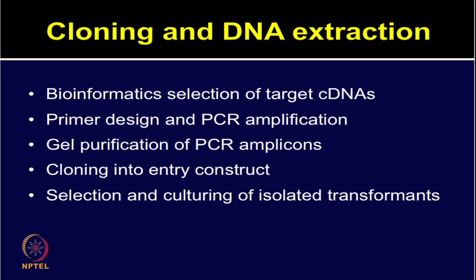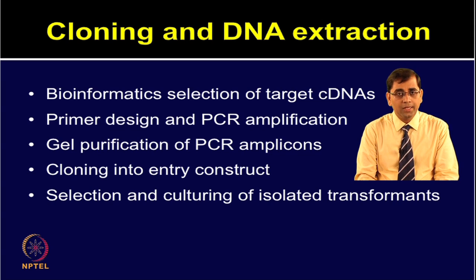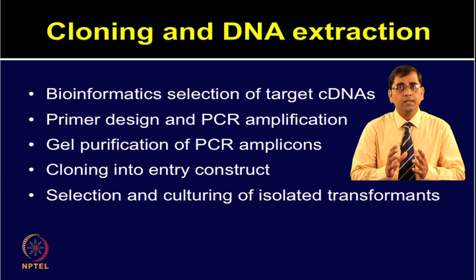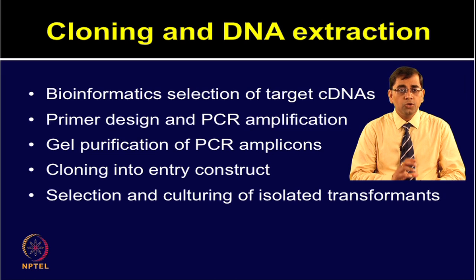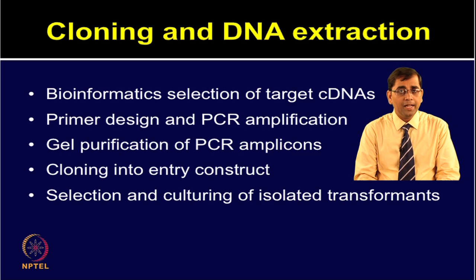First of all, one needs to do a bioinformatics selection of all the target cDNAs. If you are focusing on a particular cancer or a particular disease, obviously you have to think about all those genes which are relevant for that disease, as well as different types of control features which could be a marker for that given disease. So, now you need genes of interest to print. So, let us talk about cloning and plasmid preparation.